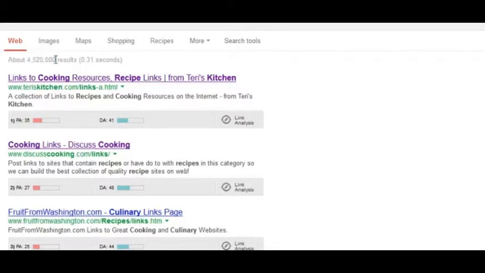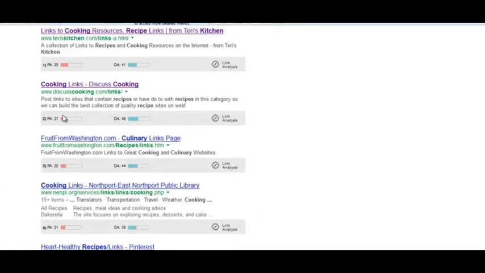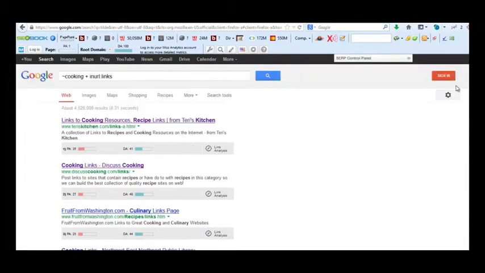So it's 4 million results. Obviously way, way too many to take action on. So this is a good idea to have the Moz bar where you can look at the page authority of each page and be a little more picky about which pages you reach out to.